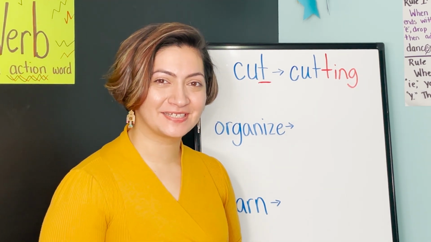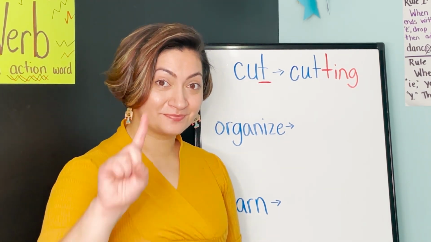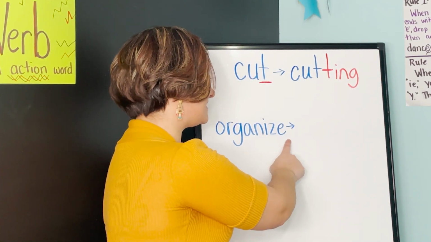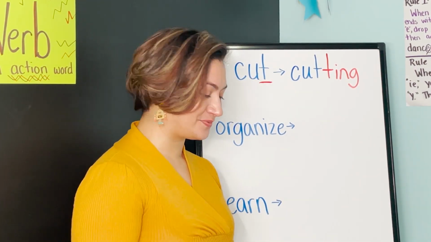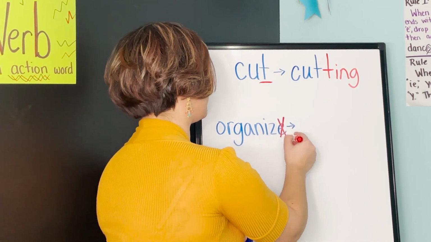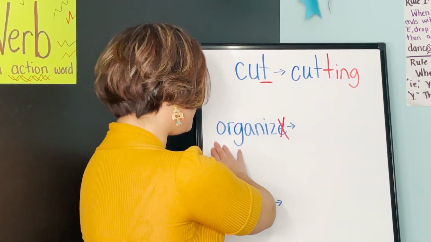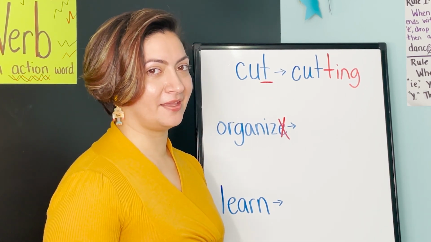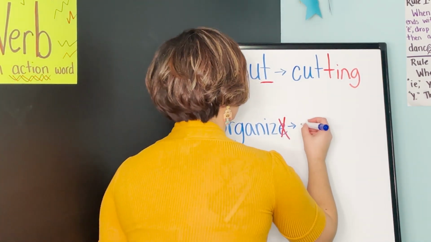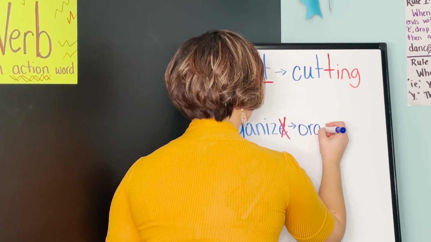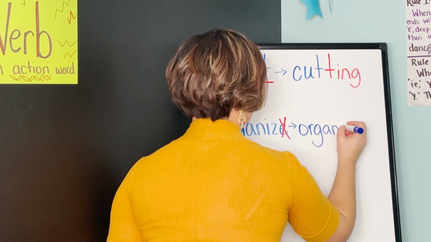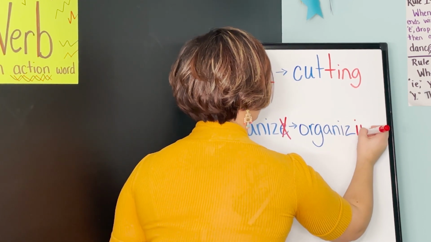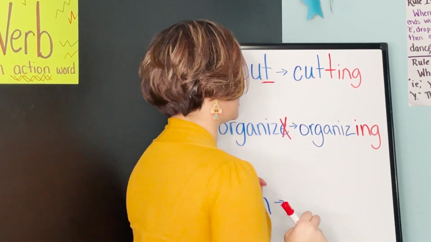All right, scholars, which rule did you choose this time? Drop the E. Yes, because it ends with a silent E. Nice work. So when you were spelling this word, hopefully you spelled it all the same like it's there on the board. You took away the E and then added ing. Organizing. She loves organizing her room. Check your work.